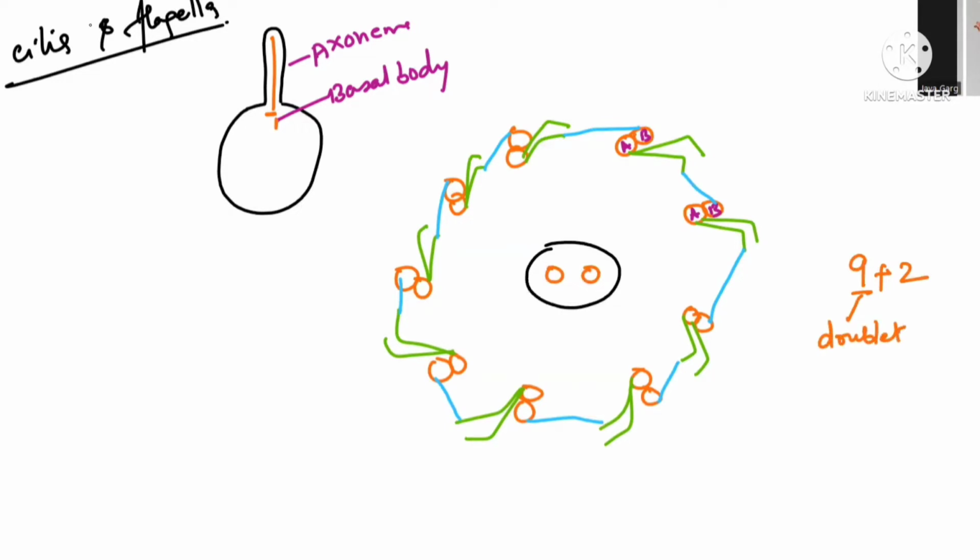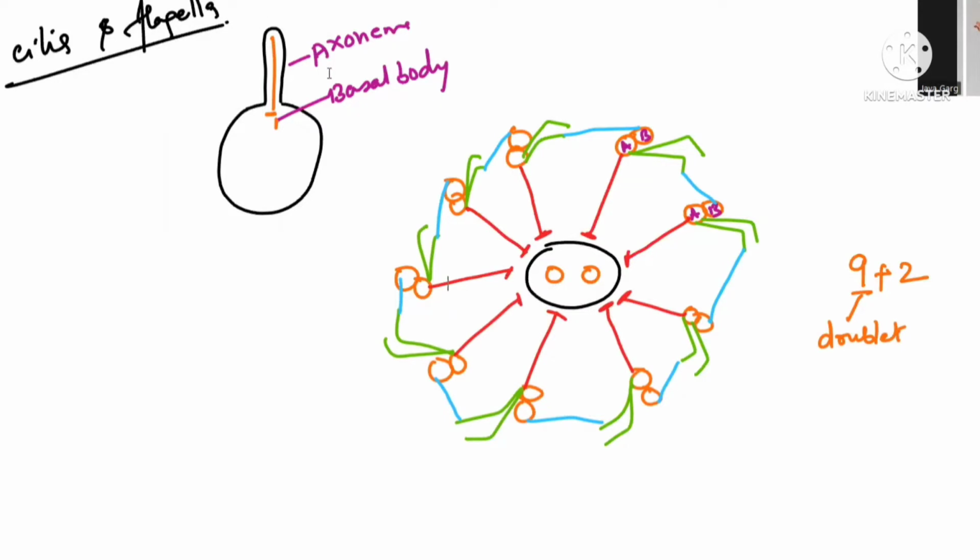And now we have to draw the radial spokes. Radial spokes will come from A only, and it will be this way, touching the central sheath. Is it clear? So we say this arrangement is 9+2.